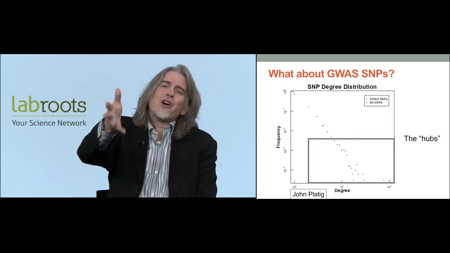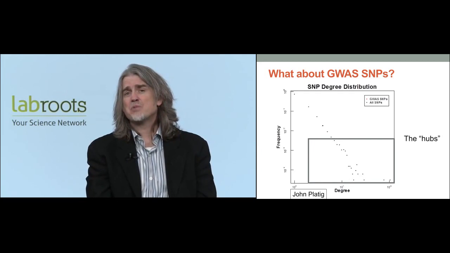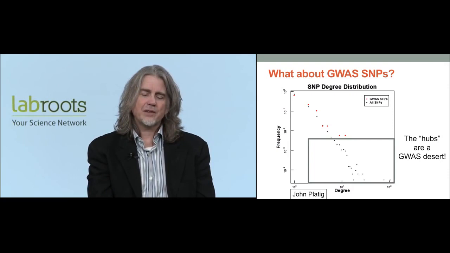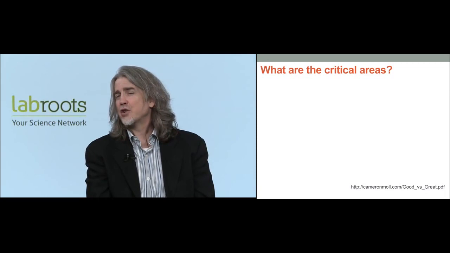It's what we refer to as the hubs, right? These are the things that are highly connected. And our expectation was that if we had genetic effects that were big, they'd probably appear in the hubs. So when we plotted those genetic variants that were disease-associated, and hopefully you can see them here in red, what we found was that the hubs are a GWAS desert. So why is that? Well, if you look at it, there are actually a couple of critical areas you can look at this, and a couple of possible explanations.